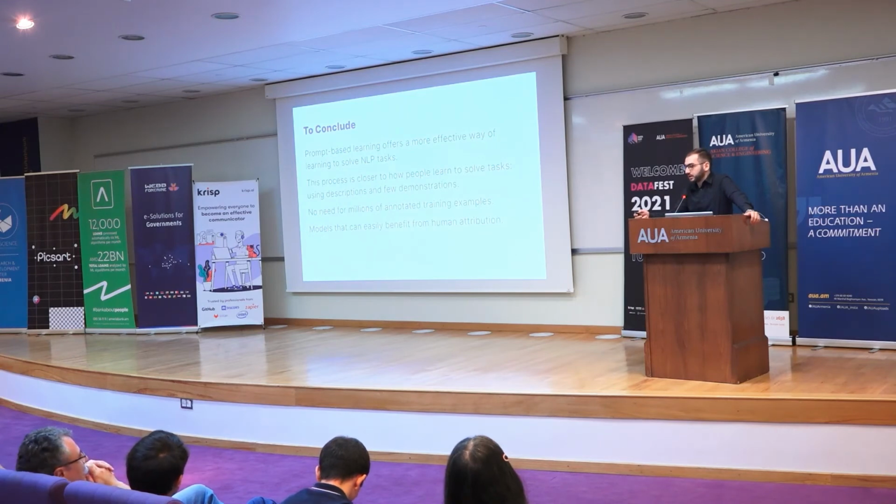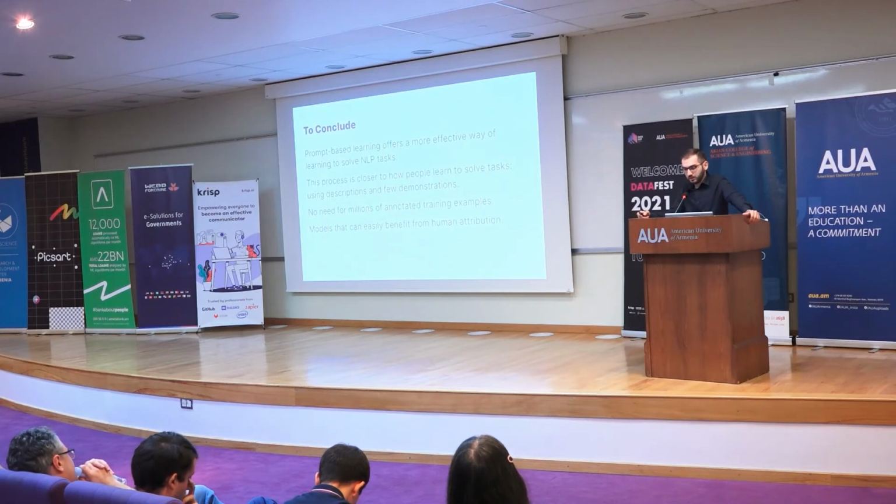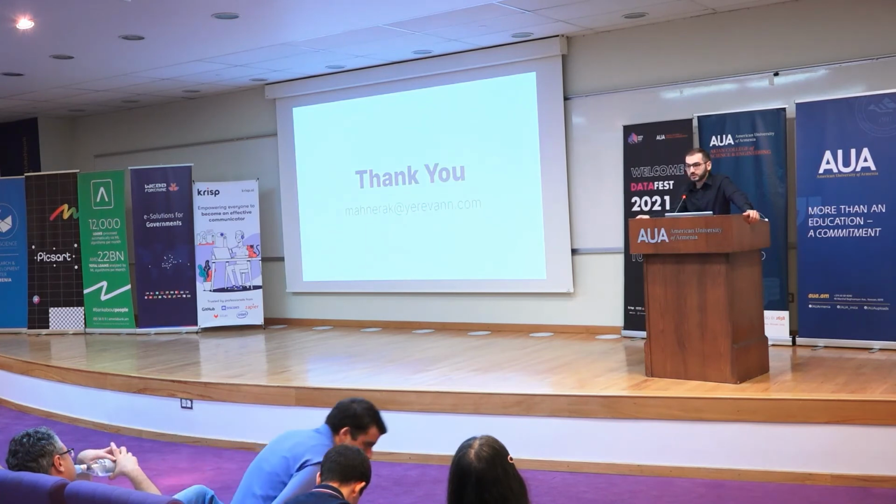Okay? So to conclude, prompt-based learning is similar to the way people are trained. There are many tasks that we don't need any training examples for, or tasks that we need just three demonstrations in order to solve that particular task. And this is also a place where we can see that not only training examples can be used, but also human attribution can be used to make models better. So this is all. I think we can have questions.